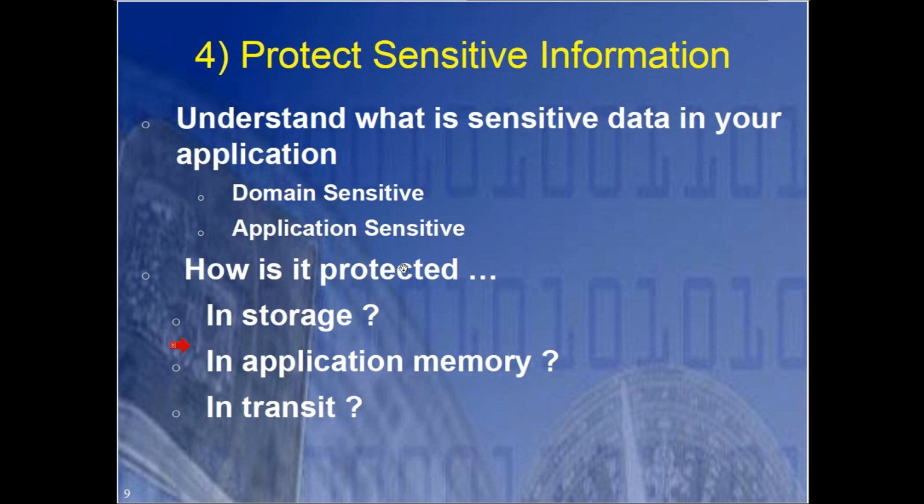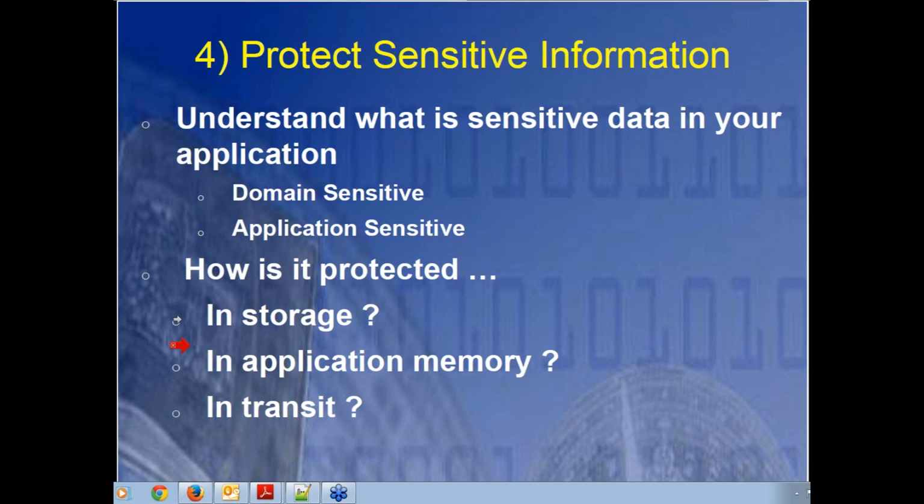We need to, in the course of our design, decide how we're going to protect that information in storage. Are we going to encrypt it? Are we going to somehow obfuscate or cloud it? What are we going to do in application memory when we have something like a password or a social security number residing in memory? Typically, we want to blank out the memory before we put something in there, use it for the sensitive information, and then blank out the memory as soon as we can afterward.